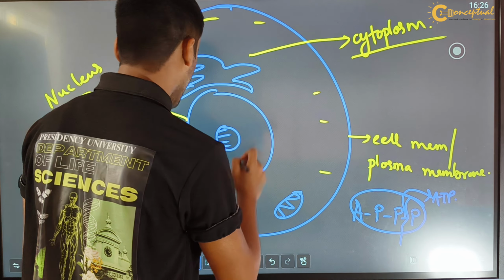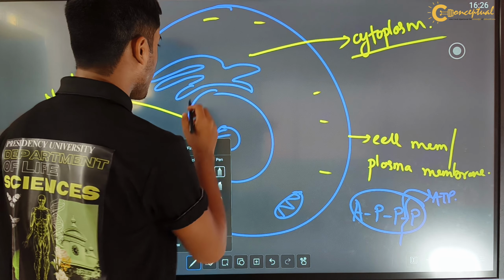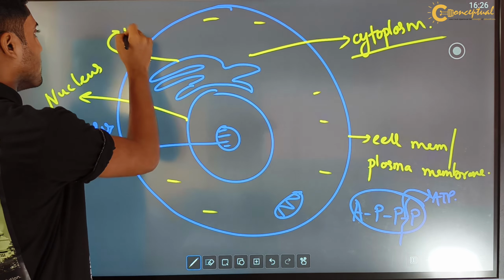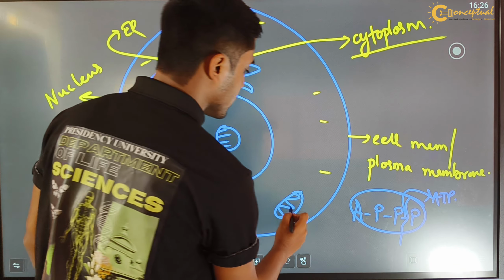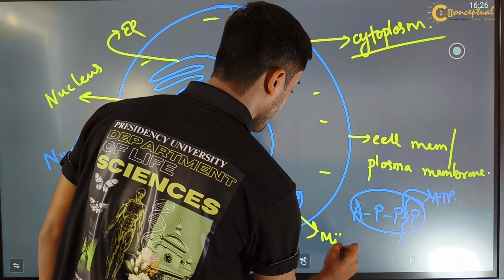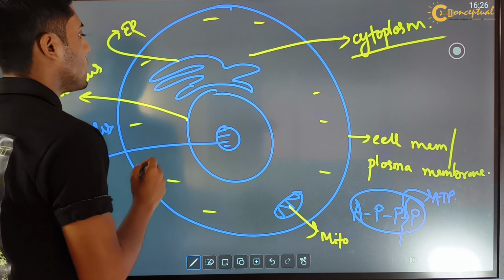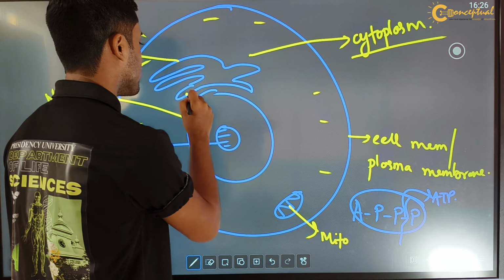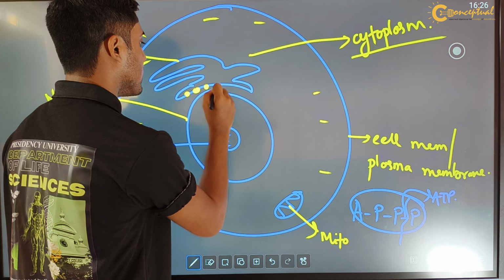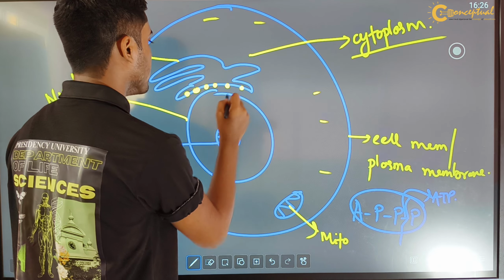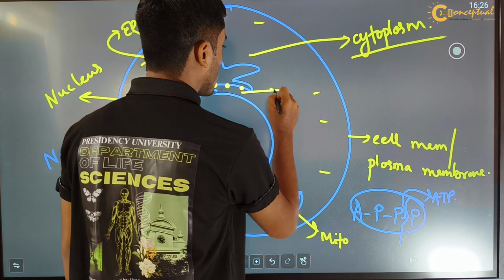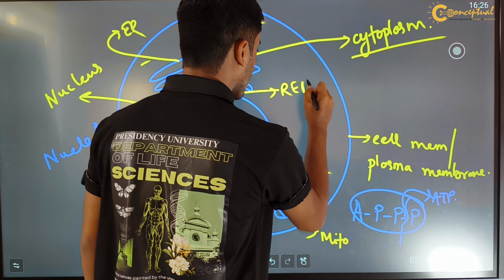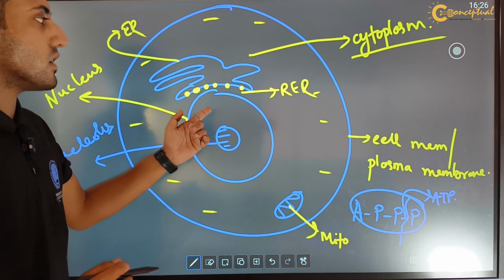There can be another organelle known as the endoplasmic reticulum. This was the mitochondria, by the way. The endoplasmic reticulum also has two parts. The part which is in continuation with the nuclear membrane is known as the rough endoplasmic reticulum, because ribosomes will be attached to the surface.